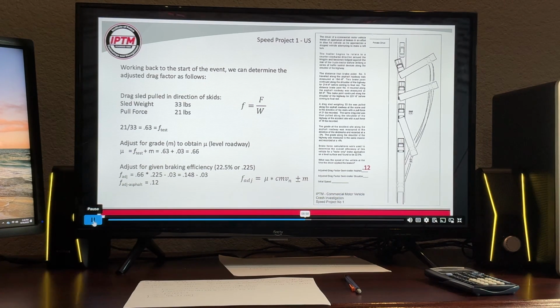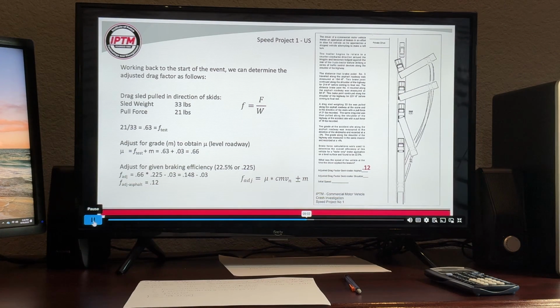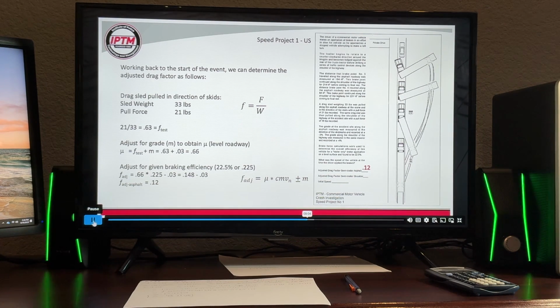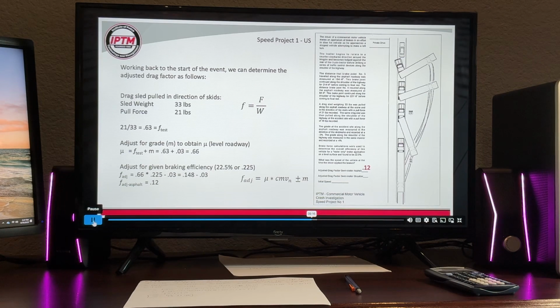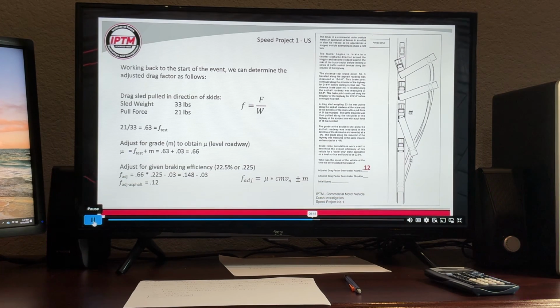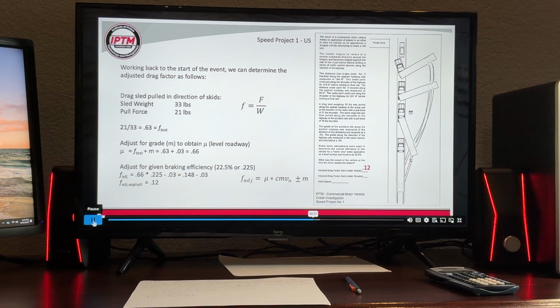We can take that 0.66. We're still working with our 22.5% efficient trailer, so we can make our adjustment there. Now that we're at level, our 0.66 times our efficiency gets us to a 0.148, which is in essence a 0.15. It's easier to do that mathematically than carry 3 places. Minus our grade of a 0.03, and that gets us to an F adjusted for the asphalt.